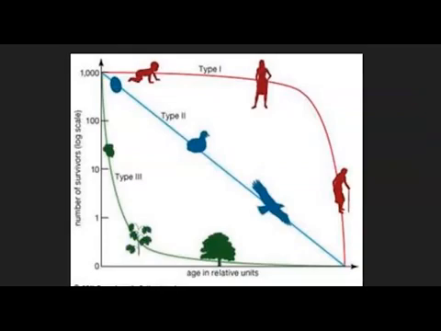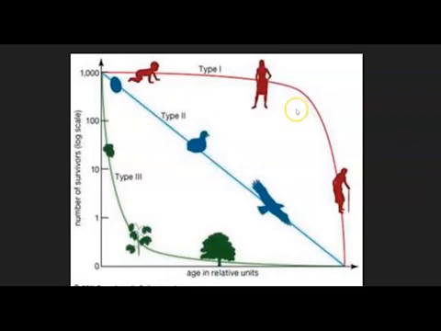Type 1 species are usually also K-selected species. They will have one or two children. They will make sure that their baby survives to reproductive stage, so therefore, more often than not, there are more of that species dying at an older age.